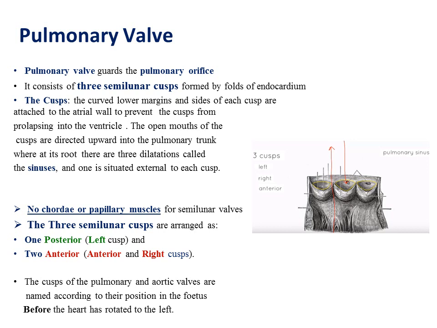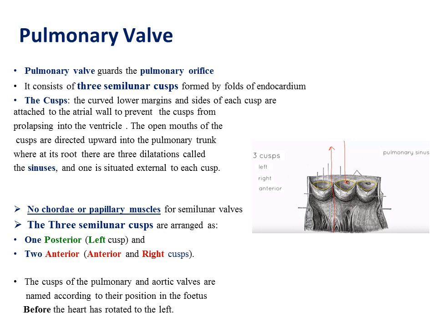This is very important. At the root of the pulmonary trunk there are three dilatations called the sinuses, one situated external to each cusp. These are the pulmonary sinuses. They are filled with blood, which gives the chance for the leaflets to be filled with blood so as to cause the closure of the valve.